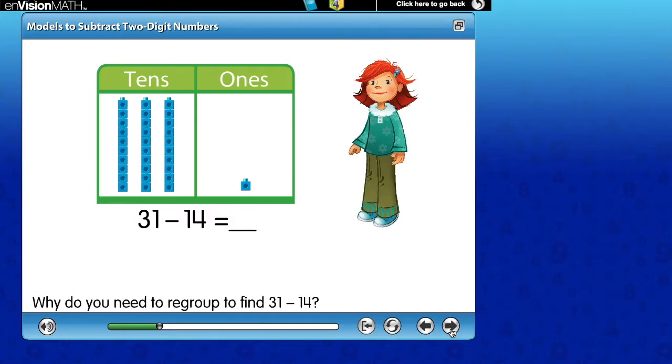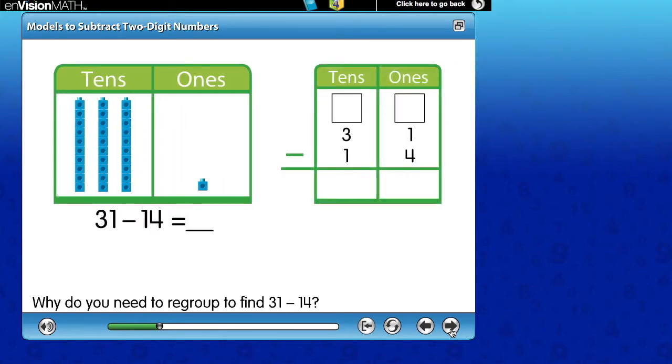Why do you need to regroup to find 31 minus 14? Well, let's see. As always, we look to the ones whenever we subtract or add. In our ones column, we have 1 minus 4. That would mean that if you had 1 of something, I would try to take 4 from you. I can't do that now, can I? Absolutely not. I cannot take 4 away from just 1. Just like if we looked in our ones column, I can't take away 4 from this one little block.